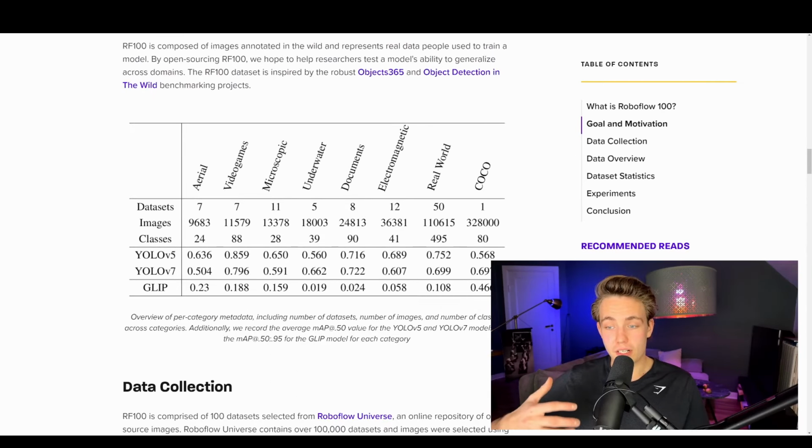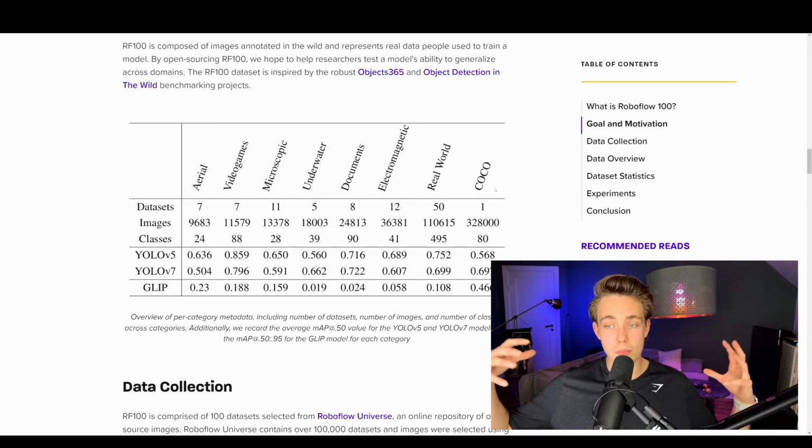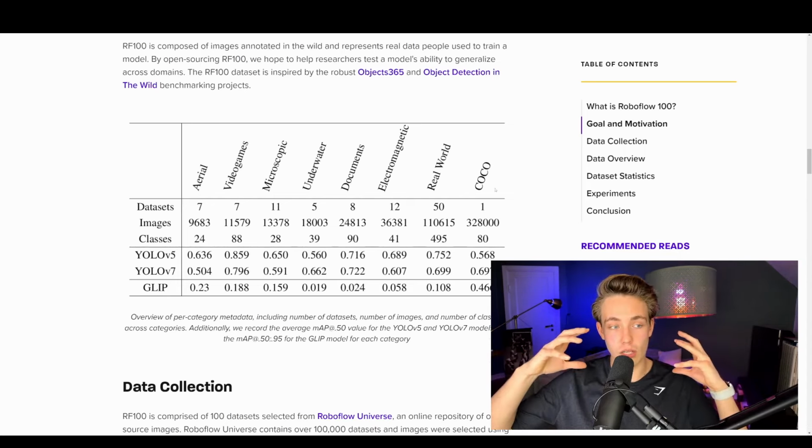Here we can see the different categories and domains that we have inside the Roboflow 100 benchmark. We have some datasets for aerial images, video games, microscopic, underwater. We have some documents as well. We have some electromagnetic, real world. Here we can see we have 50 datasets inside of this real world domain. We also have Coco down here at the bottom, so we just have one dataset for that. It's basically combining all these different domains into one benchmark.